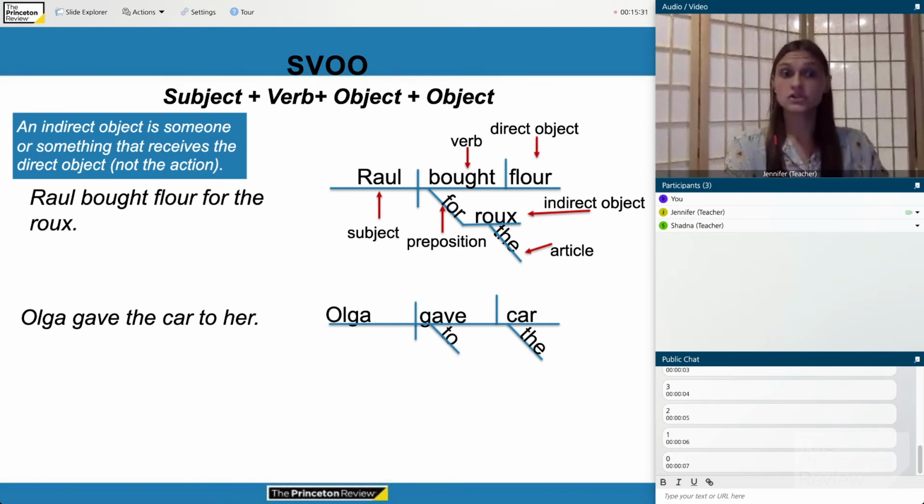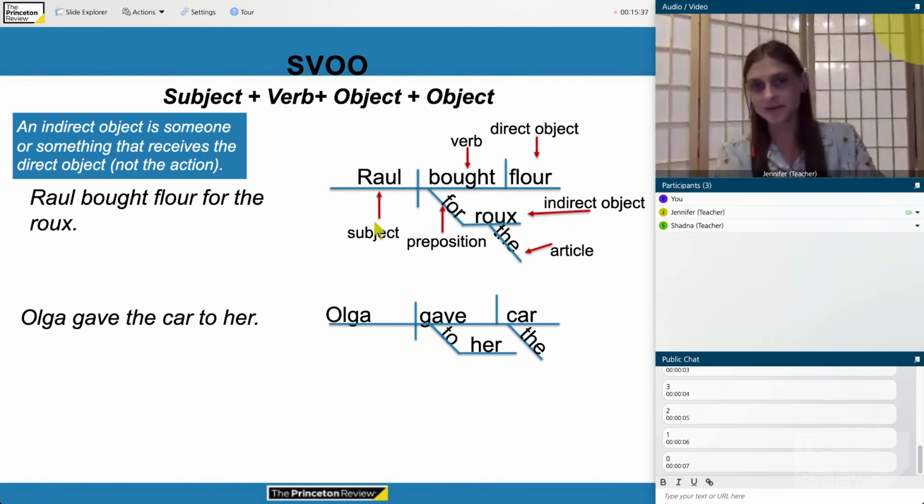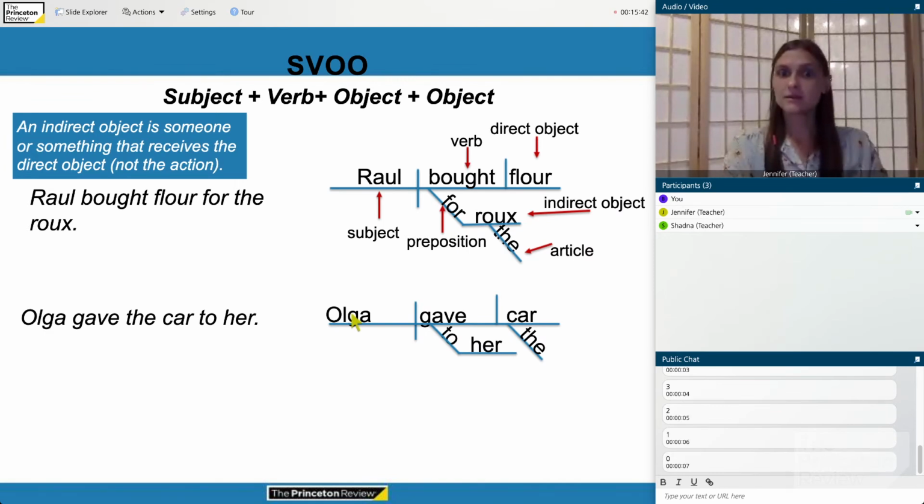And then to her. So notice that to in this case is our preposition. I didn't label everything because I just want to kind of see it without all the arrows and words. But because of the direction of these lines and the placement of them, we know what each thing is doing. We know that to is a preposition, her. So she got the car.